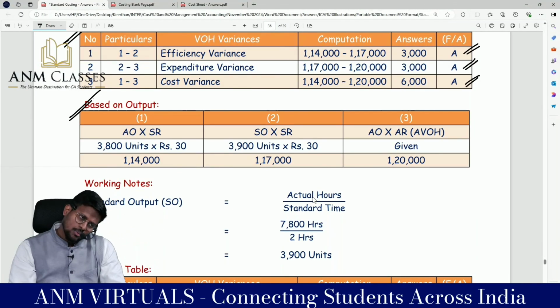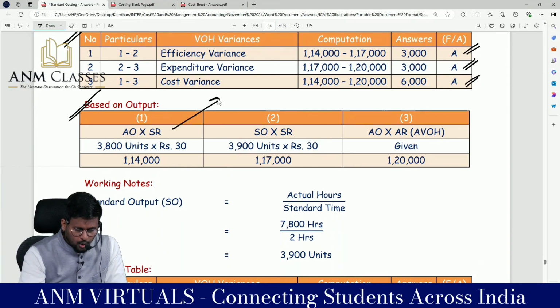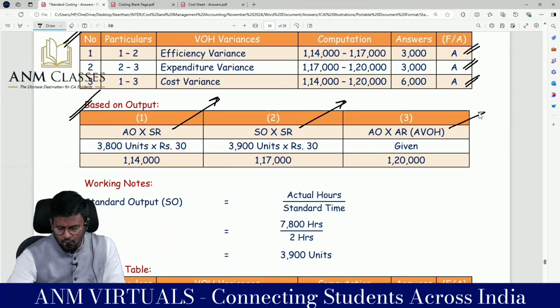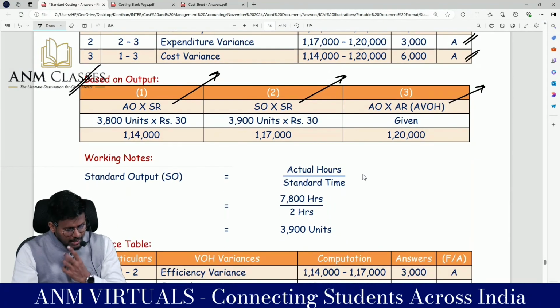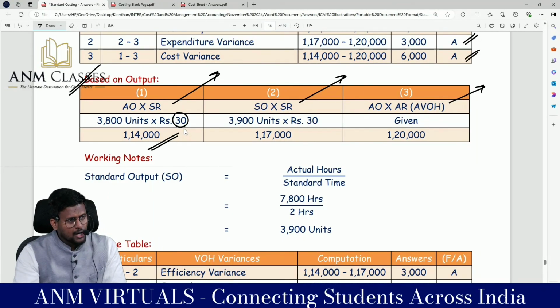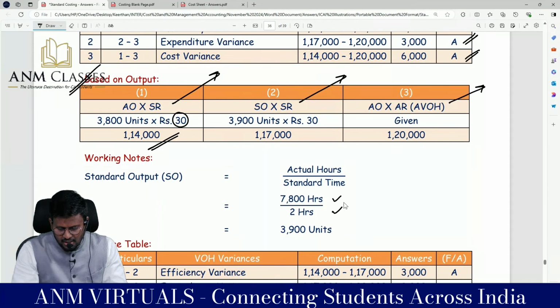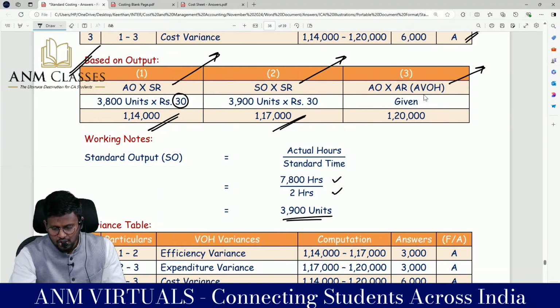Because they have not asked based on time and based on output. Actual output 3000 into standard rate 30 comes to 1 lakh. Standard output is equal to actual hours worked divided by standard time. What is the actual hours worked? 7800 divided by 2 comes to 3900 into 30 comes to 1 lakh. Comfortable? Next one AVOH is 1 lakh.